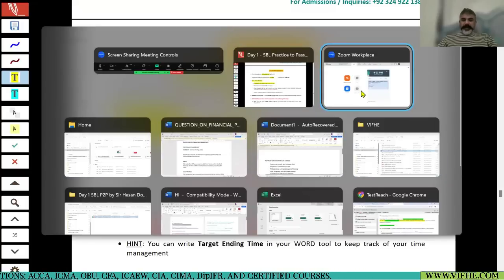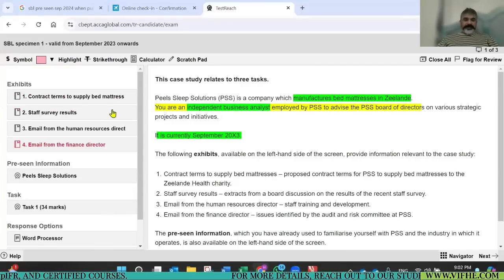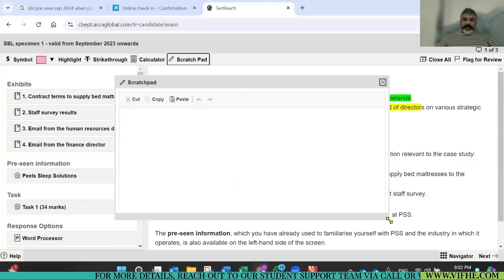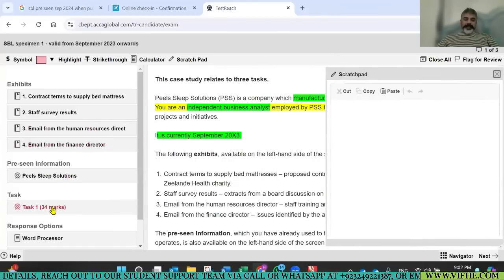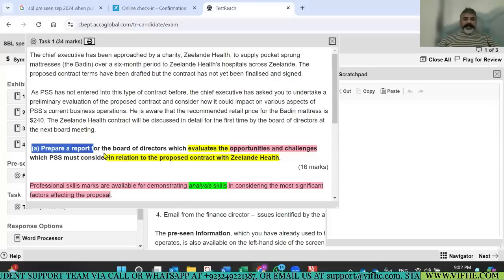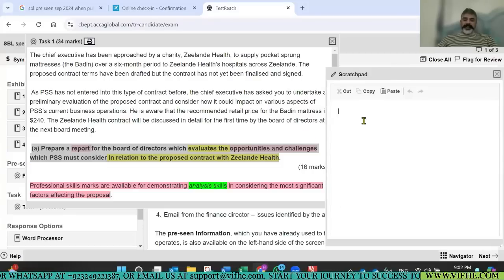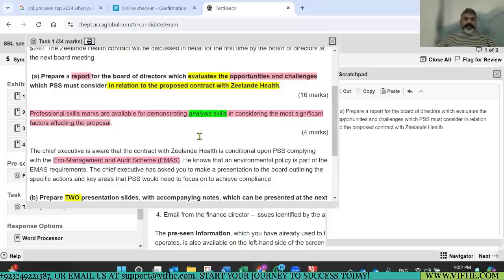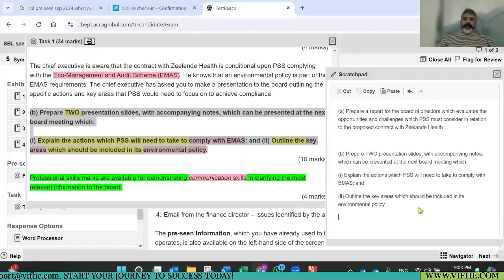Let me open the paper. Okay, for example, this was the paper. Do you see the scratch pad anywhere? Yeah, here. I will open the scratch pad. I will reduce the size. I will take it to one corner. Then I will open task number 1. I will just copy the technical requirement and not the professional skills. I will deal with that later. So this one and then B. So I copy pasted 1A and 1B.